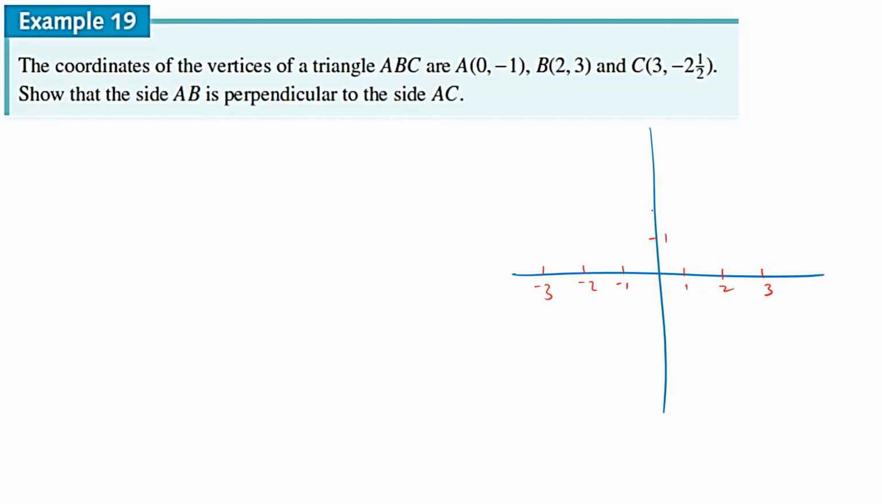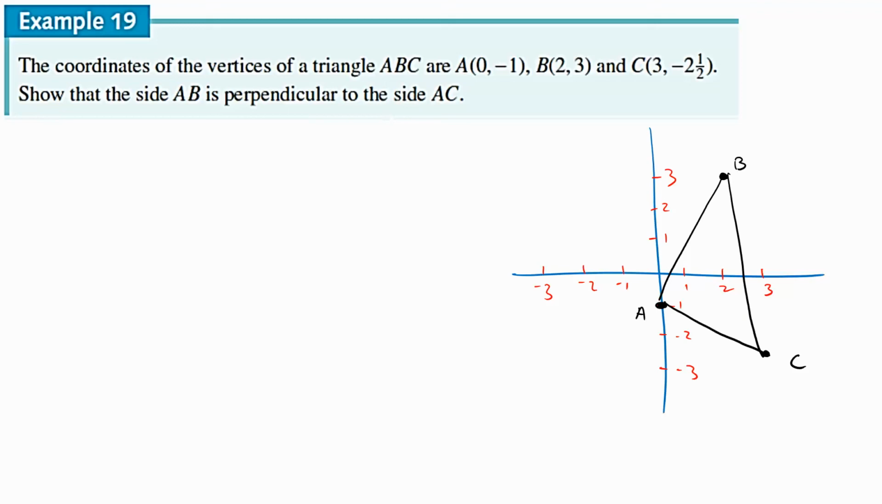You don't have to draw this. I'm just doing it to teach you. Okay, so these are the points we have. We got 0, negative 1. So A is at 0, negative 1, which is here. Then you got 2, 3. This is B. And then you got C, which is 3, negative 2.5. So negative 3, 2.5 is about here. C. So you got this triangle, ABC.